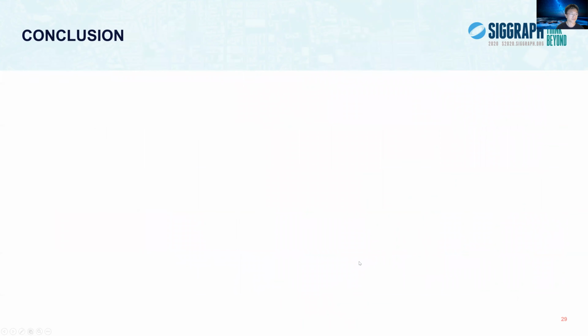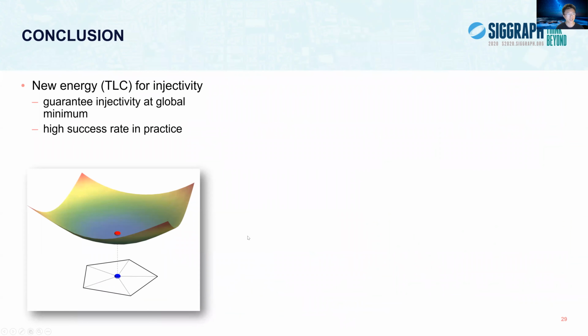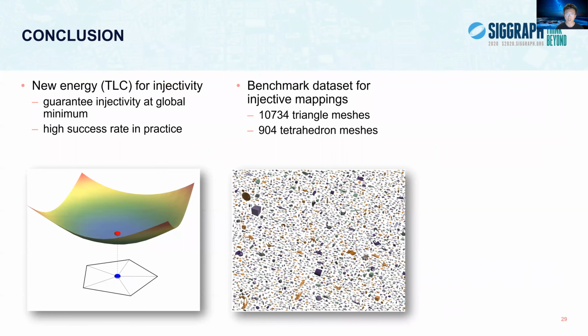In conclusion, we propose a new energy, total lifted content, for computing injective mappings. In theory, it guarantees the injective mapping is found at the global minimum. And in practice, it has a high success rate. To evaluate and compare different methods, we construct a large benchmark dataset for injective mappings.